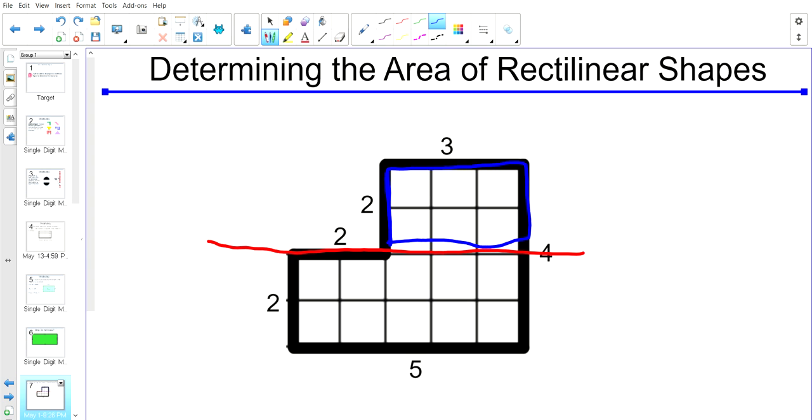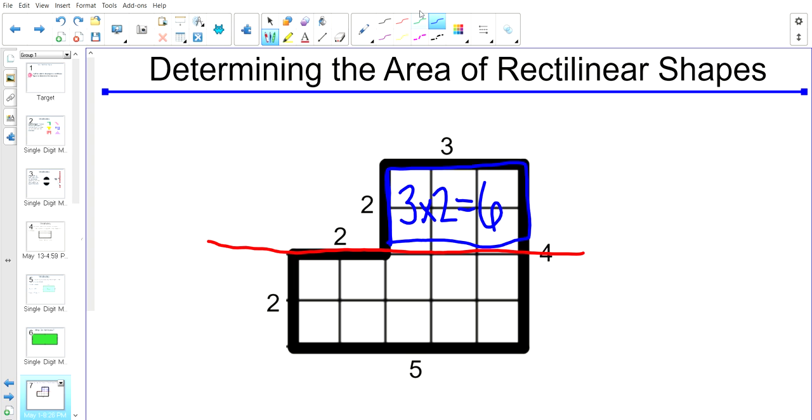This rectangle is 3 units wide and 2 units long. So we would say that this is a 3 by 2 rectangle. And to find the area of this rectangle, we multiply 3 times 2. 3 times 2 equals 6. So the area of this smaller rectangle equals 6.